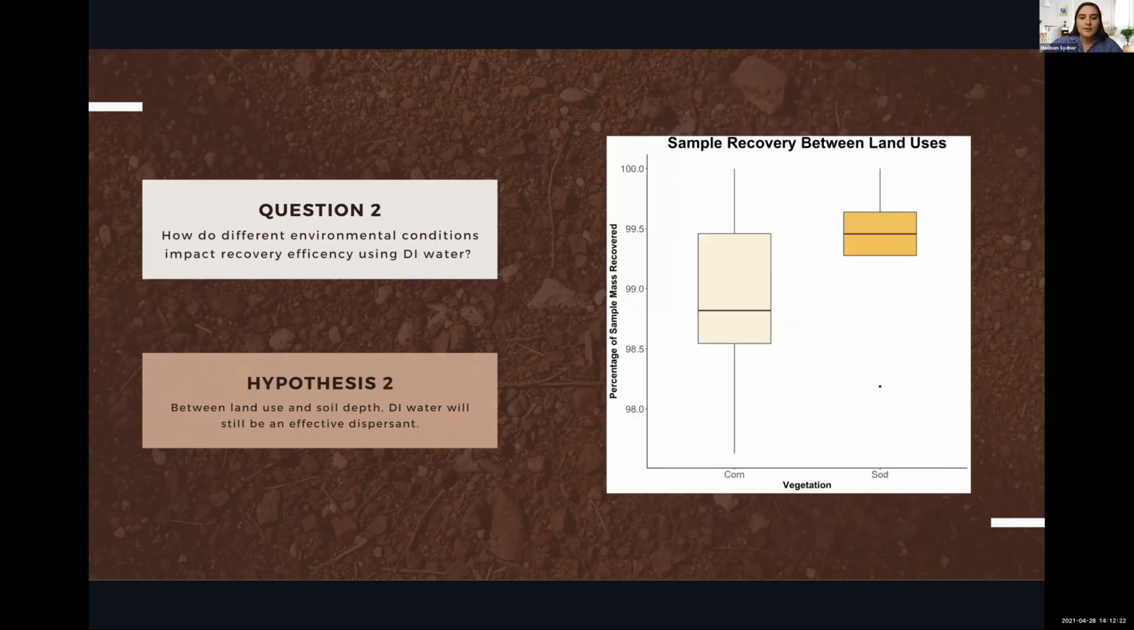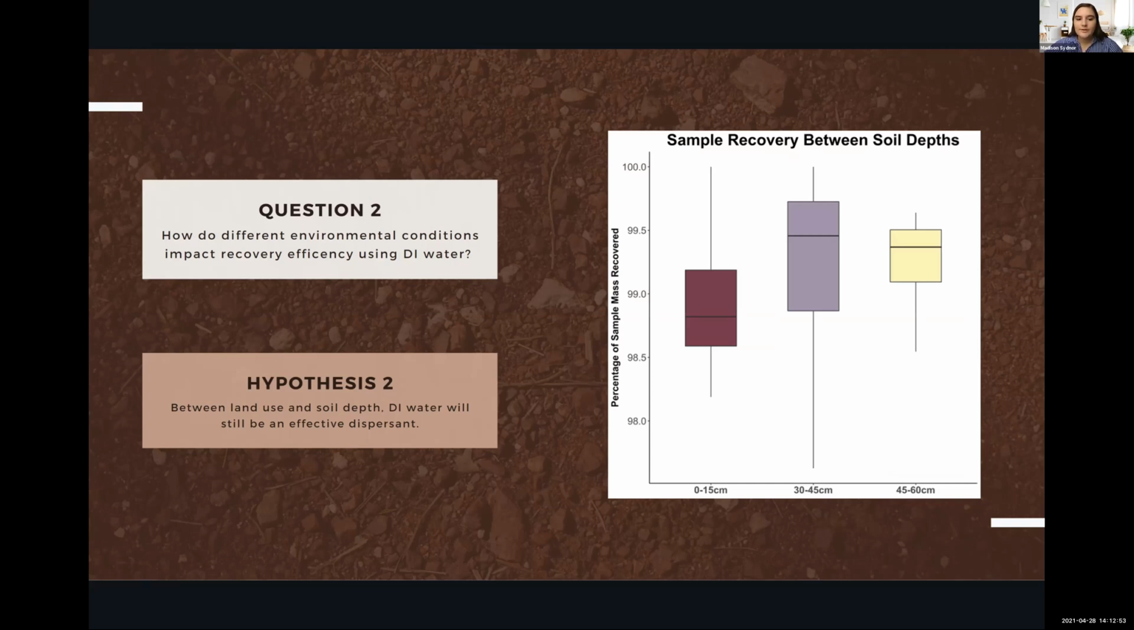And once we confirmed that DI water is a suitable dispersant, we wanted to examine its efficacy across environmental conditions. And we hypothesized that DI water would still be an effective dispersant across environmental conditions, and specifically land use and soil depth. So in this figure, we have the recovery efficiency graphed for our two land use conditions, corn and sod, and there were no statistically significant differences between these two recoveries. And in this next figure, we have the recovery efficiency for our three soil depths. So this is our surface soil, and these are our subsurface soils. And there were no statistically significant differences between these three recoveries. And from these two figures, we concluded that DI water is a suitable dispersant across varying environmental conditions.